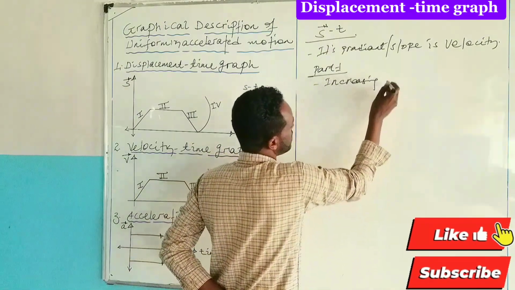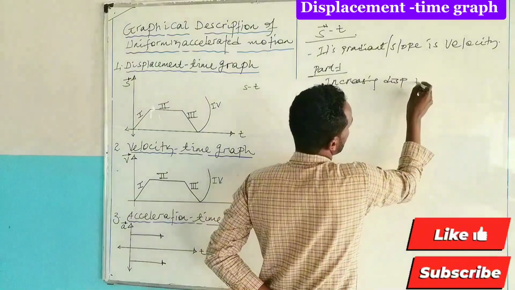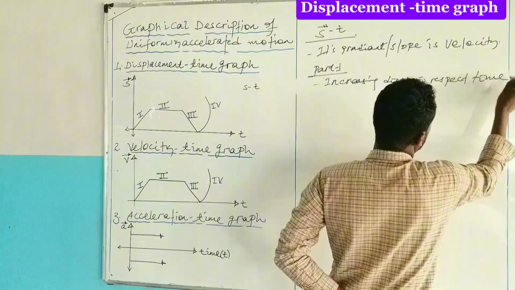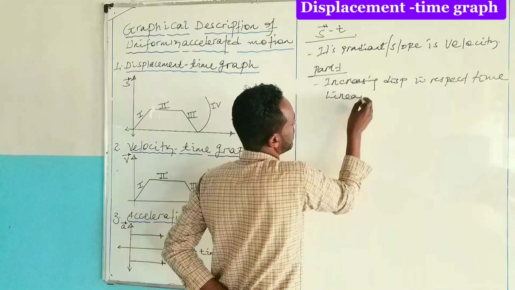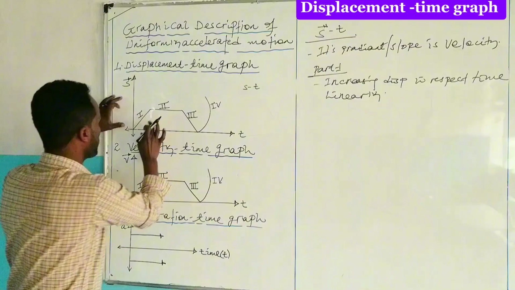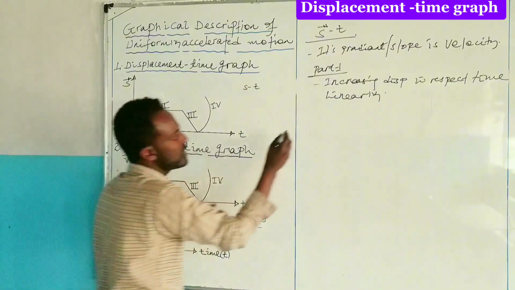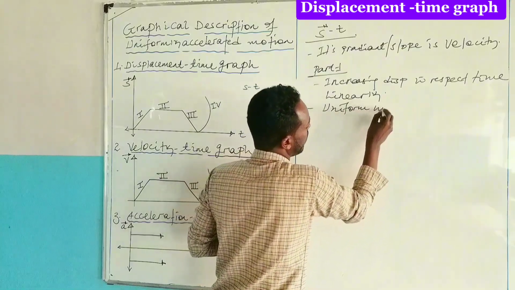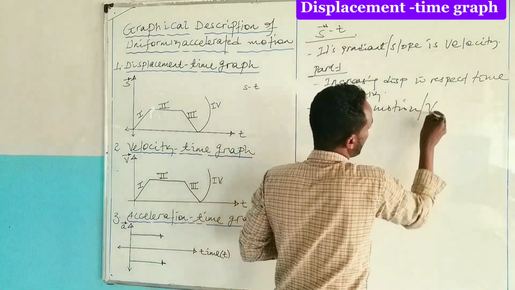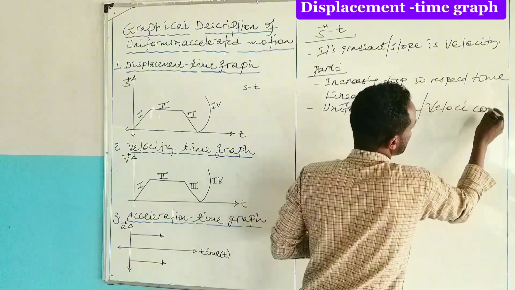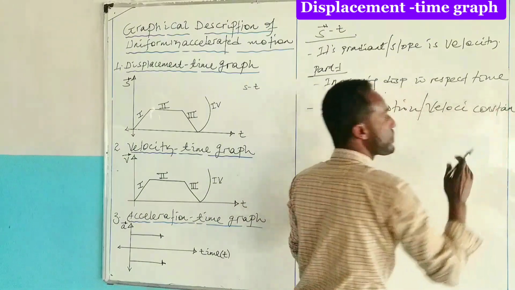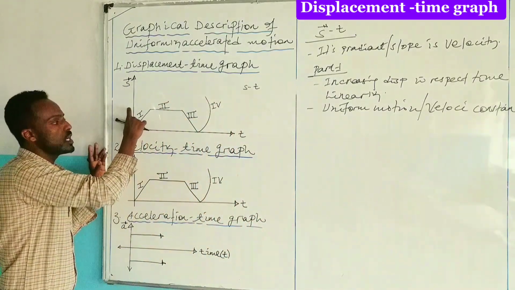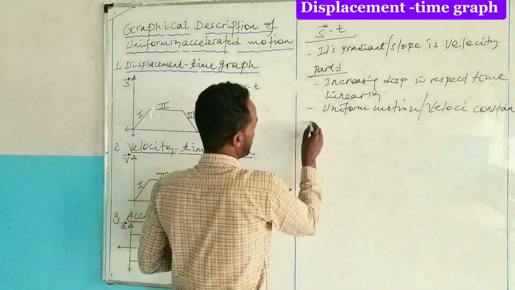Increasing displacement with respect to time linearly. So as displacement increases, time also increases, which means that the motion of an object is uniform motion because velocity is constant. If velocity is constant, there should be change in position.